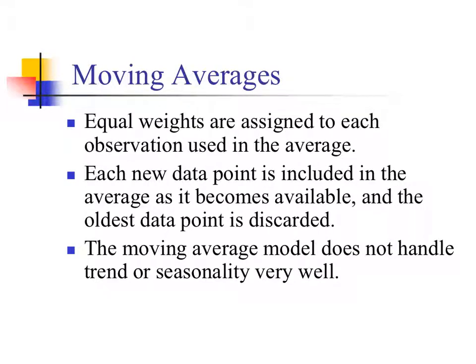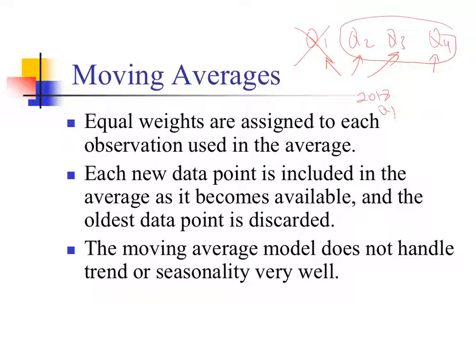For moving averages, equal weights are assigned to each observation. As in the example, quarter 1, quarter 2, and quarter 3 divided by 3, equal weights are given to each past observation, and we forecast quarter 4. When we have the actual data for quarter 4 and we want to forecast, let's say, 2018 quarter 1, we are going to drop quarter 1 of 2017 and use the most recent 3 periods of past data. Each new data point is included in the average as it becomes available, and the oldest data point is discarded.